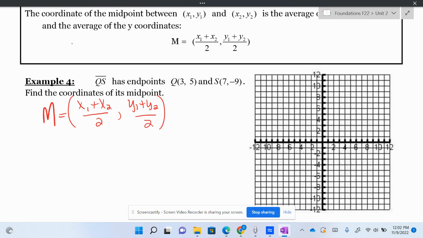So I'm going to label my points and then I'm going to graph them. So this is X1 and Y1, X2 and Y2. And I'm going to plot my points. So Q is the point 3, 5. And S is the point 7, -9. And I'm going to try and connect these with a nice straight line.